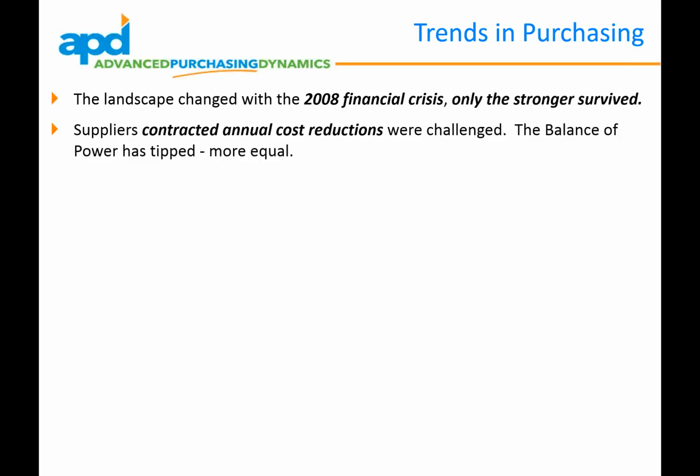Another important trend that we've seen is that the typical LTA contracted annual cost reductions were challenged. So a typical 3% year-over-year cost reduction, people have begun to challenge that and try to get away from that.